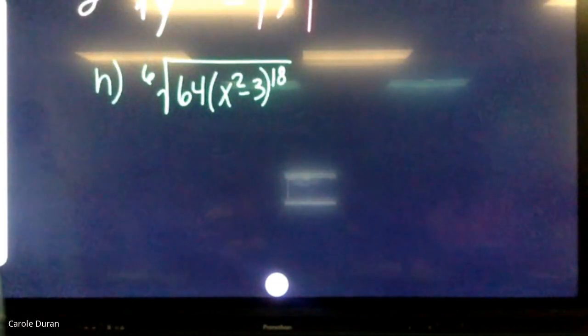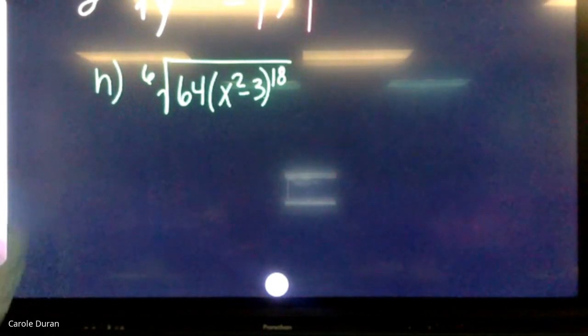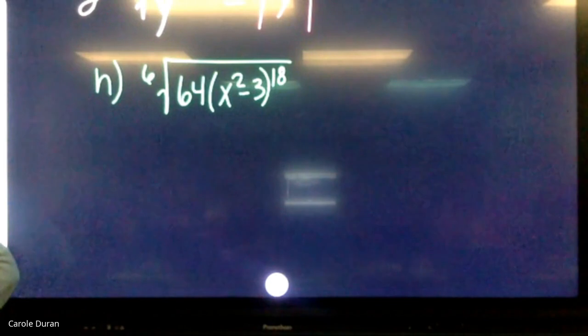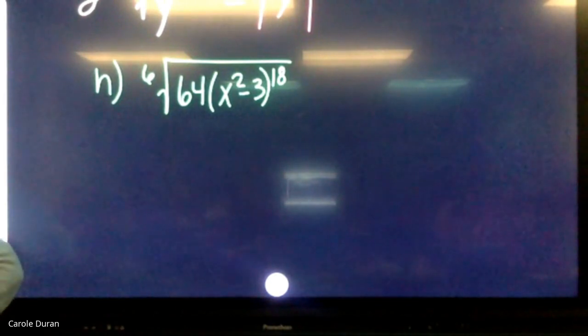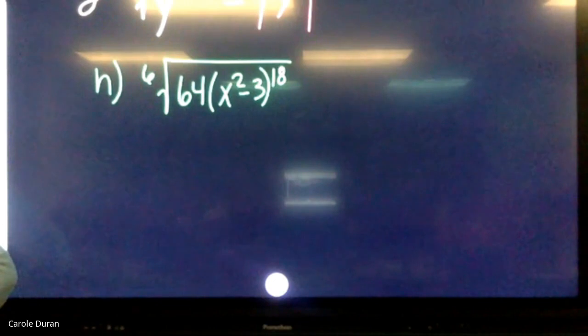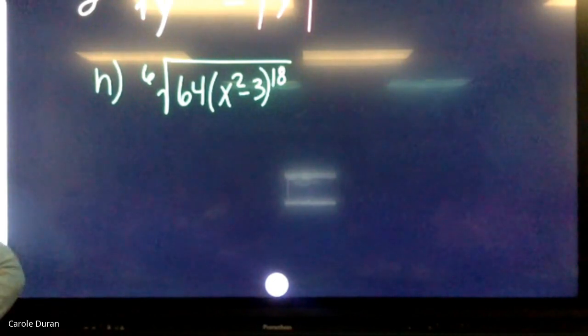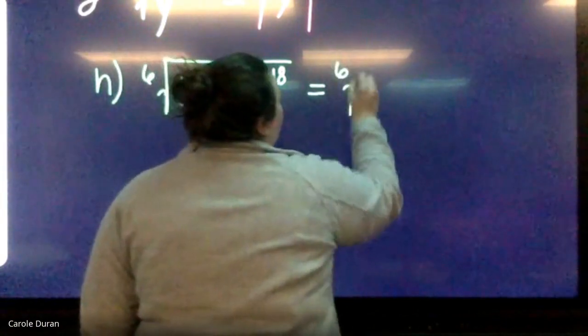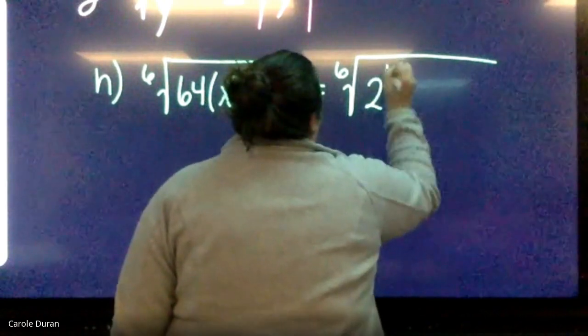Okay, example H. I would like to take the 6th root of 64 times the quantity x squared minus 3 to the 18th power. So I need to rewrite everything in there in terms of what root? 6. I need a 6 exponent on everything in there. So we need to see if 64 has a 6th root and what it is. Okay, so I heard that it's 2. Everybody should plug it in to check. If it's 2, then I can rewrite 64 as 2 to the 6th.